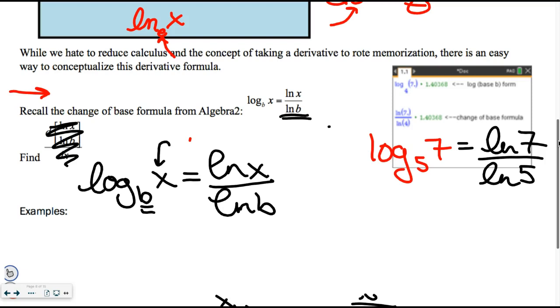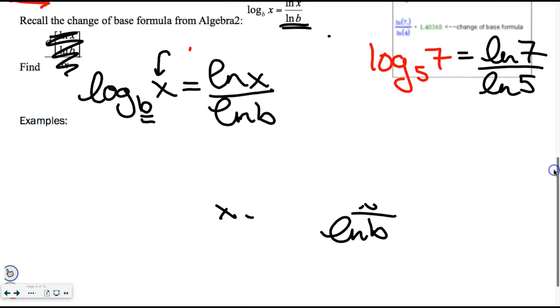I hate to just show you things. Hopefully in pre-calc you weren't just told, hey, this is a change of base, and you memorized it, because then you forget it. I like to show you where that comes from instead of just plopping it in front of your face. So watch how the derivative comes about.